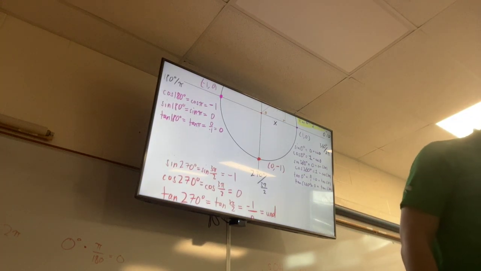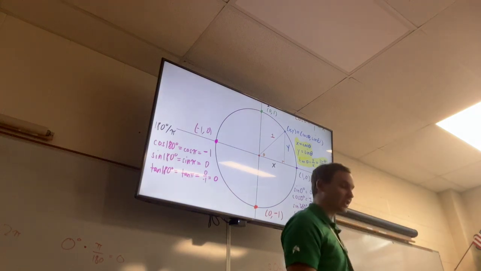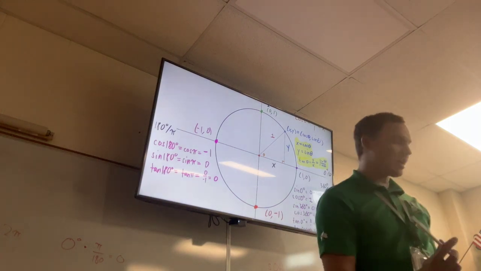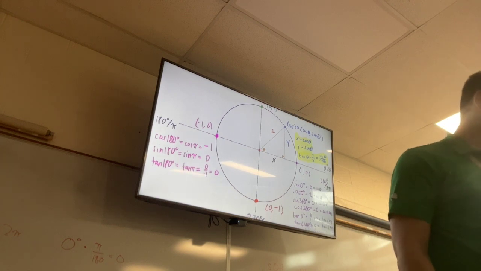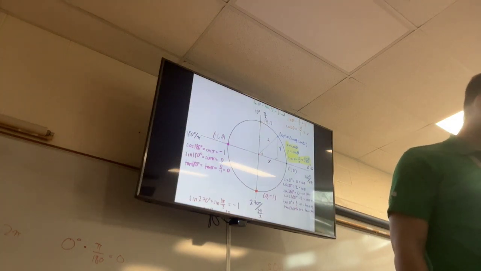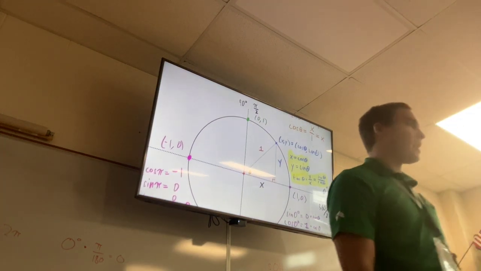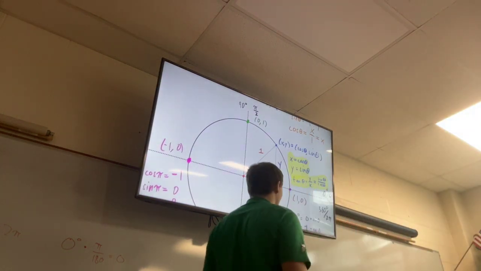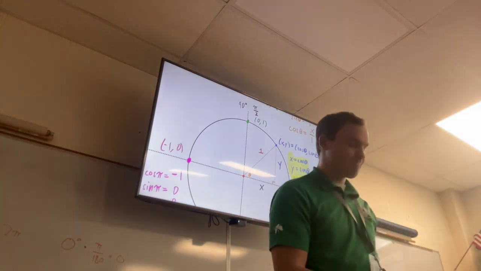So there's how you get the sines, cosines, and tangents of a 0 or a 360-degree angle, a 90-degree angle, a 180-degree angle, or a 270-degree angle. Now there's other angles we're going to have to find. There's other angles that we're going to have to find sines, cosines, and tangents of.